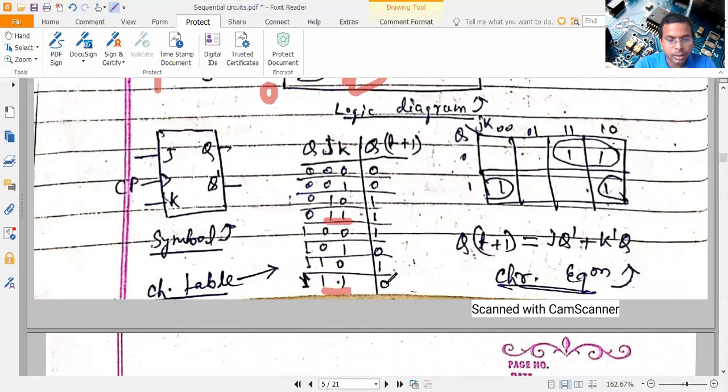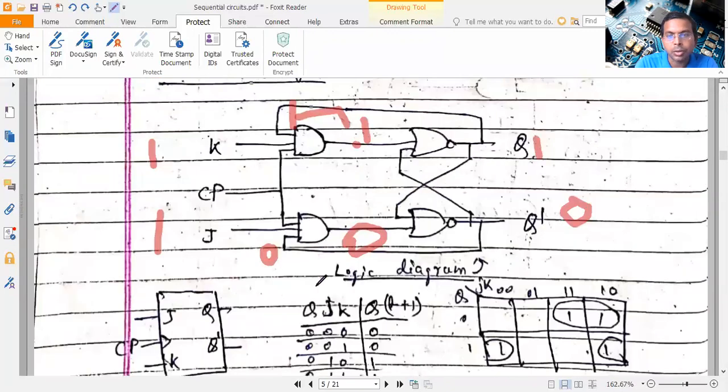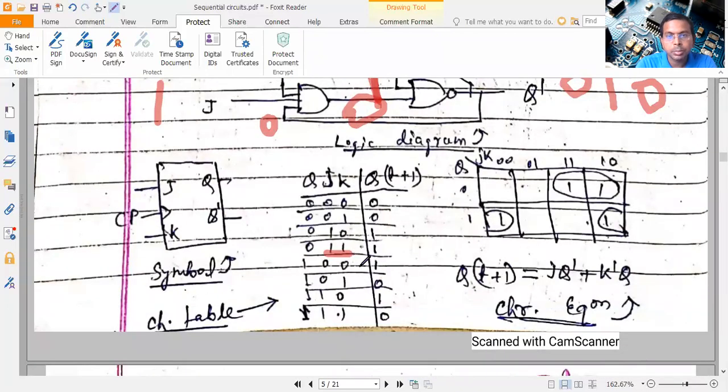Now take another case. This 1, 1. So present state is 0. So take this present state 0 and this is 1. So 0 is reaching here. So 0, 1 will make this one 0. And this 1 and 1, this will be 1. So what will happen? This one will turn the output to 0. This one will turn the output to 0. And because these two 0s are reaching here, this will become 1. So Q is becoming 1. So in this case, you can see the Q is becoming 1.